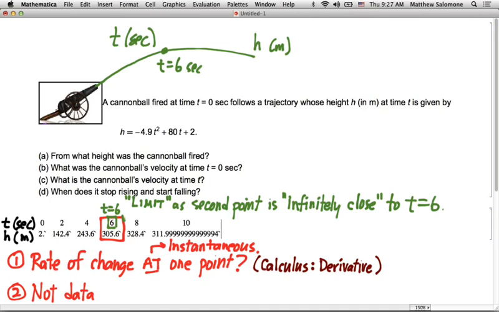So that means that we also can't do it with data. No matter how well-intentioned our data set is, no matter how close together our observations, data is not enough. Instead, we want to do it with formula.